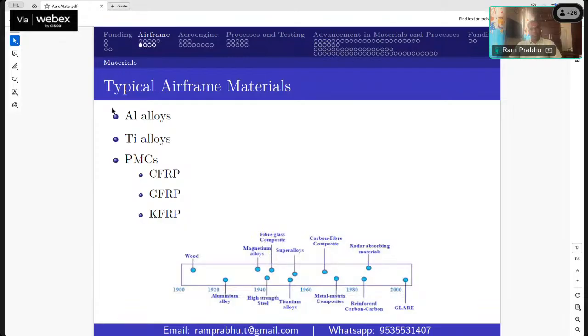Conventionally, if you look at the material usage in the airframes, it starts with wood, then the graduation to aluminum, then magnesium died down because of the corrosion issue. Then people started thinking about using titanium alloys, then carbon fiber reinforced plastic. So this was the scenario maybe about 10 years ago. Even our Tejas aircraft has carbon fiber reinforced plastic in the airframe material. So we are self-reliant or sufficient in the CFRP stage.